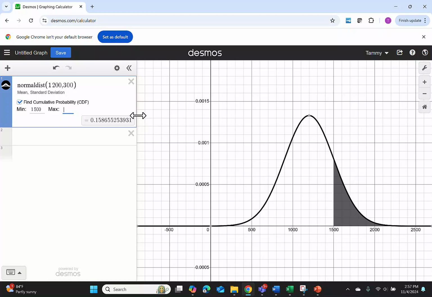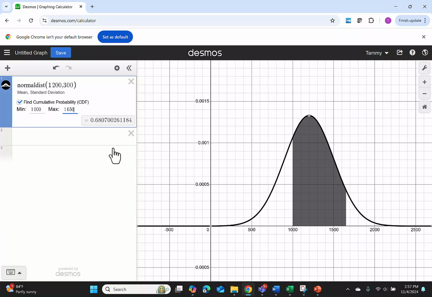Lastly, we want the probability that there's between 1,000 and 1,650 riders. So we have a minimum of 1,000, a maximum of 1,650, which gives us a probability of 0.6807. This shows us there's a 68.07% chance that on any particular hour we have between 1,000 and 1,650 riders. As you're working with Desmos, remember to always adjust your mean and your standard deviation and change the zoom fit so you can see the area that you're finding and the distribution.